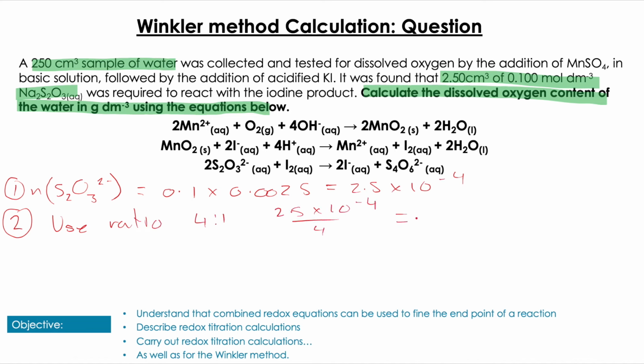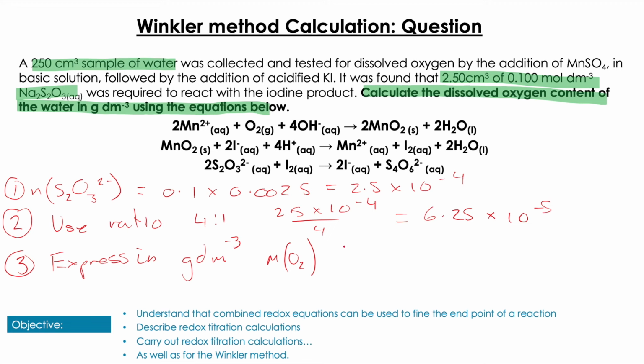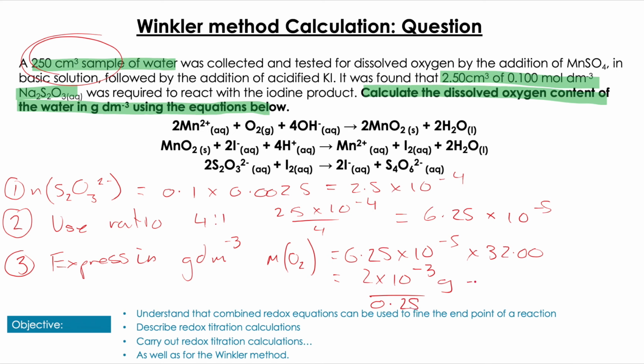And then I'm just going to use my ratio and divide that by 4 to give me 6.25 times 10 to the minus 5. And of course, we want grams per decimeter, so we're going to convert that number of moles into a mass by using the molecular mass of O2. And not forgetting to also count our volume of water and dividing it by the volume in decimeters, which gives us 8 times 10 to the minus 3 grams per decimeter. But you already knew that.